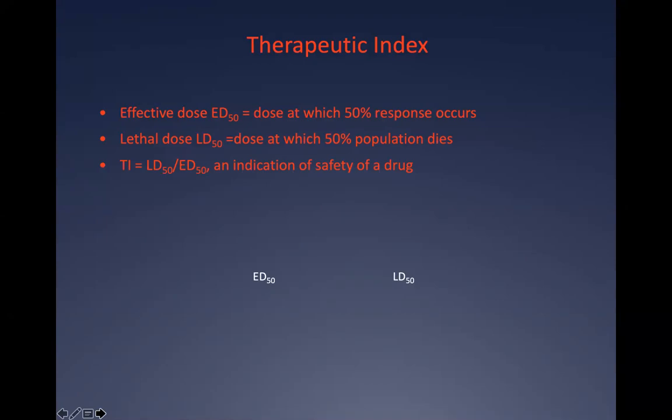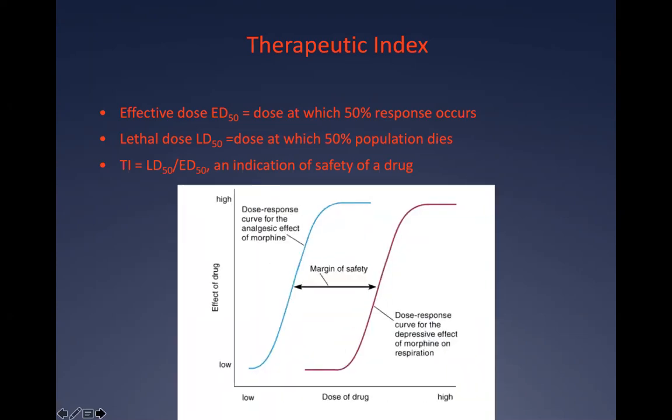One of the things to keep in mind is that in animal studies, some animals respond differently than humans. That's one of the reasons we've limited those experiments. So for example, here is the therapeutic index.